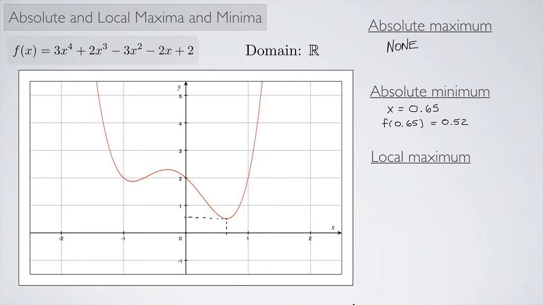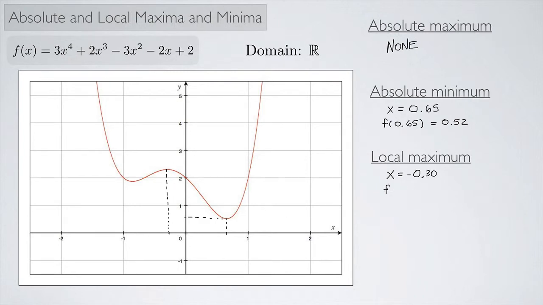How about a local maximum? So we saw that there was no absolute maximum, but there does appear to be right here something that looks like a local maximum. Nearby it looks like a maximum. And so the x value would be this value right here. And that looks to be x equal to negative 0.30. So you might not know how I'm getting these numbers yet, and that's okay. You'll find out pretty soon. But for now, we're just trying to identify them.